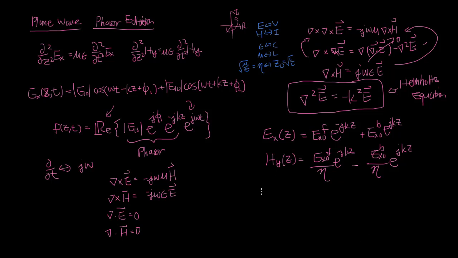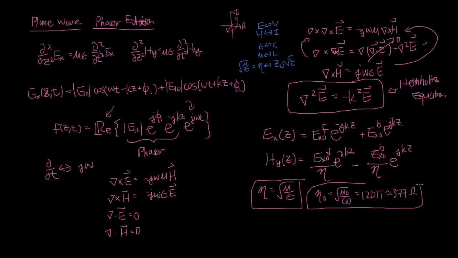So I'm kind of burying the lead here, but if you were to substitute this into Maxwell's equations and run through the equations so that they're self-consistent, you'll find that for it to work out, eta has to be equal to the square root of mu over epsilon. For free space, eta naught, which is equal to the square root of mu naught over epsilon naught, is going to end up equaling 120 pi, or about 377 ohms. So you can kind of view this as the characteristic impedance of free space.